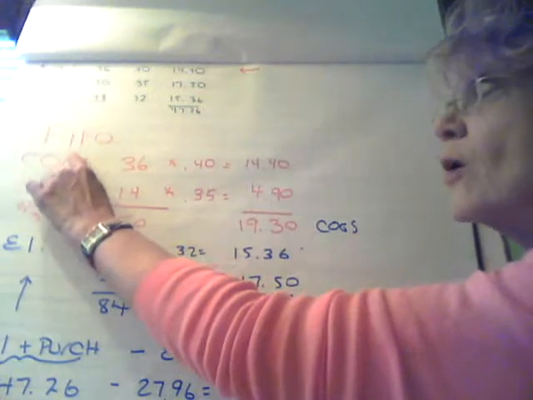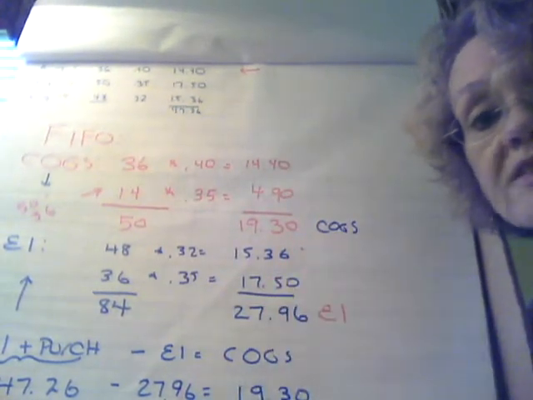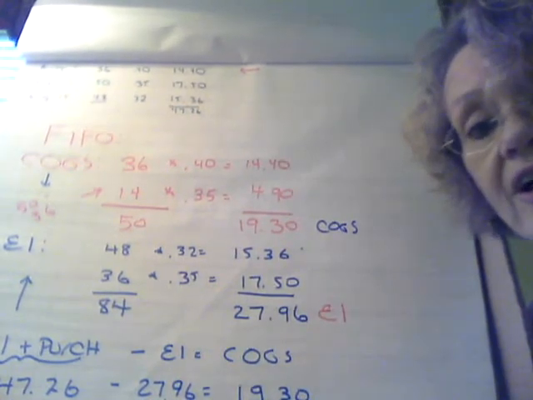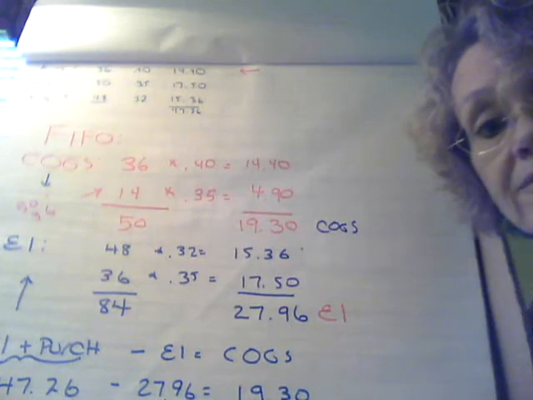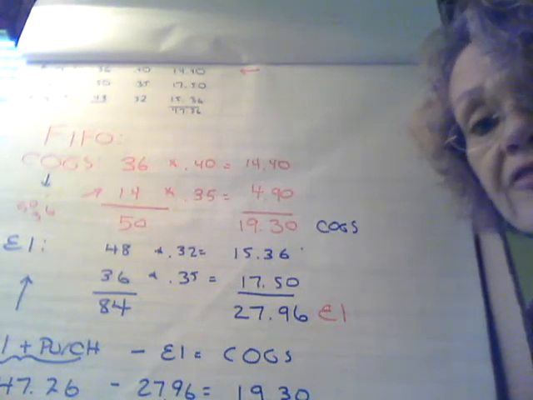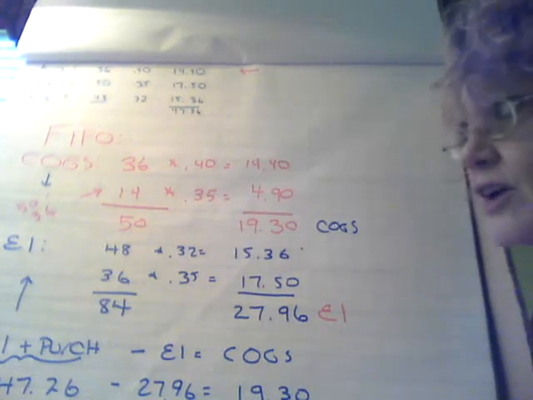So in FIFO, we want to look at the top. The earliest ones are the ones that we sold, and we want to assign the cost to those early ones for cost of goods sold. So the later ones will have the ending inventory balance. Does that make sense? Okay, let's go.